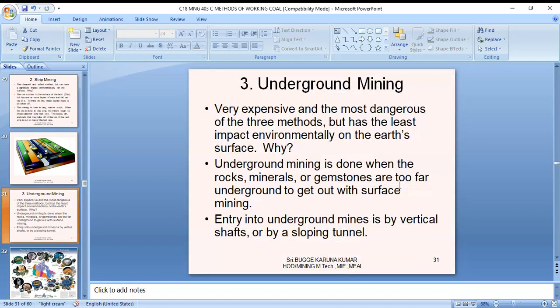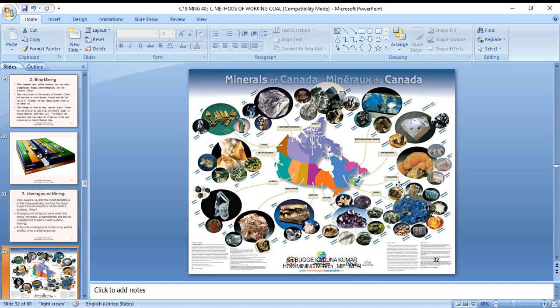Then we come to underground mining, very expensive compared to the open cast mine. It is very expensive and the most dangerous of the three methods, but has the least environmental impact on the earth's surface. Underground mining is done when the rock, minerals or gemstones are too far underground to get out with a surface mine. Entry to underground mines is by vertical shafts or by sloping tunnels.